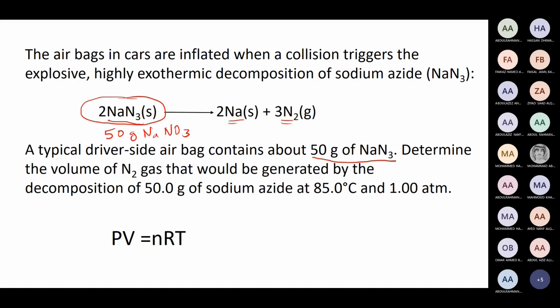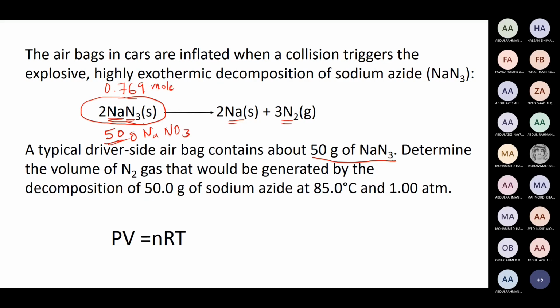0.76. How did you calculate? 69. Somebody says 0.769. How did you calculate it? Divide this number, 50, by what? By the molar mass of sodium azide, and 3 times nitrogen. Exactly. Good. This is 0.769 mole.